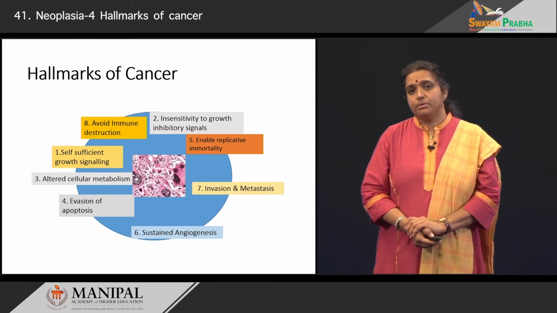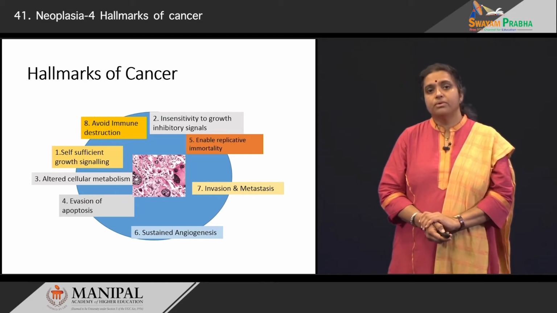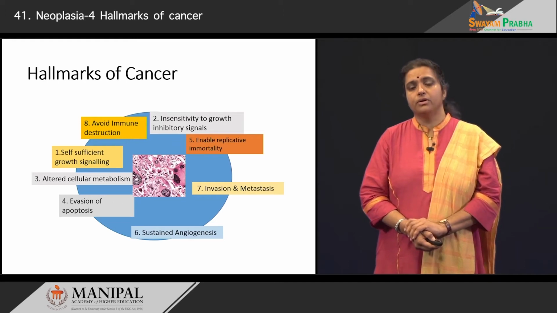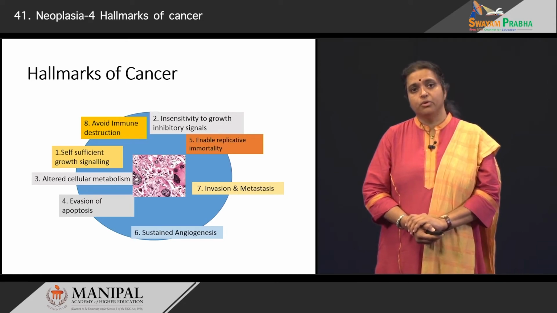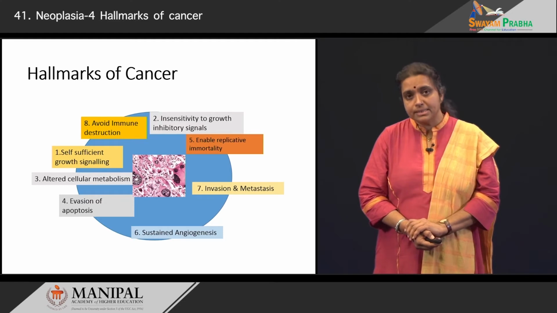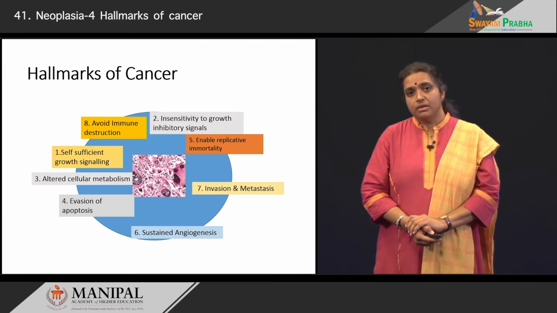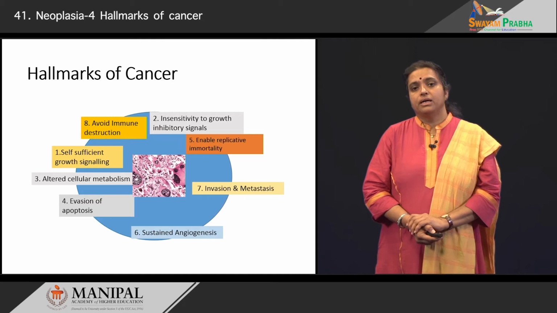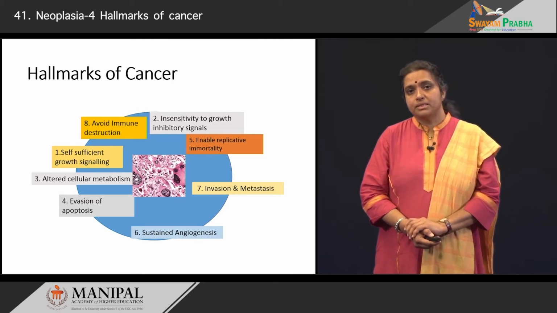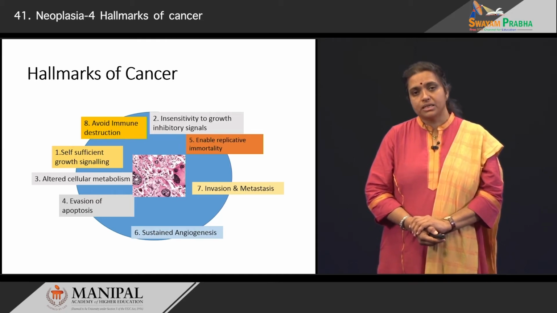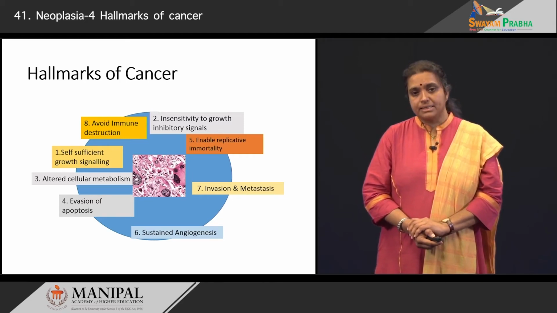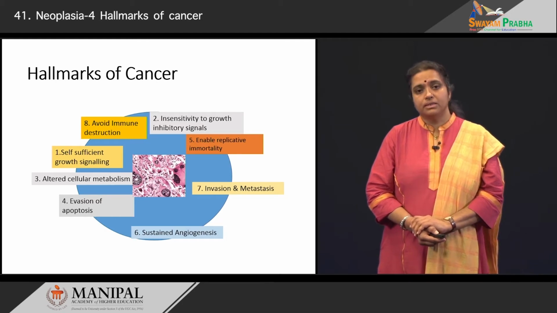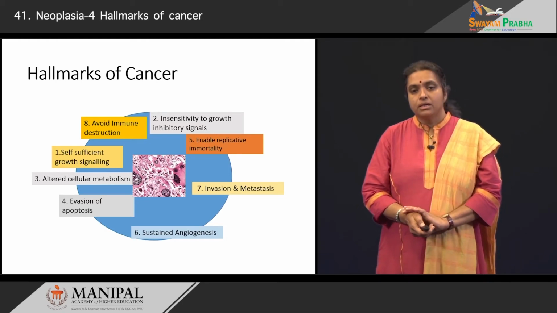And finally, it avoids immune destruction. There is a whole lot of work now going on tumor immunity. Why does not everyone develop cancer more frequently than what it already is? That may be because we all have good immune function. What happens when a person develops cancer, what is the immune reaction to it, and how does immunity play a role in cancers? So, cancers learn to avoid immune destruction.